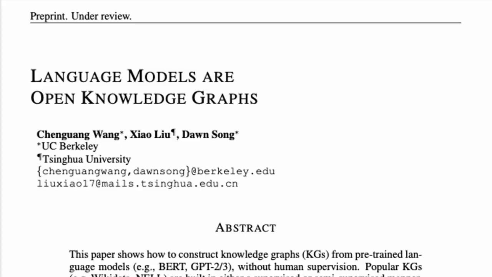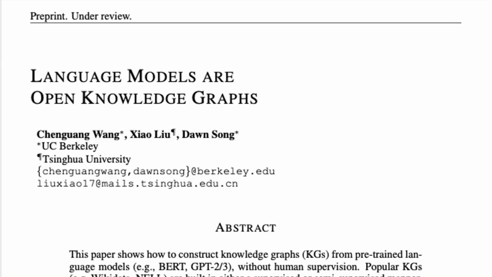Hi there. Today we'll look at Language Models are Open Knowledge Graphs by Chengwang Wang, Xiao Liu, and Dawn Song. This paper, on a high level, proposes to construct knowledge graphs, which is a structured object that's usually built by experts, either fully manually or semi-manually with heavy human involvement. It proposes to construct knowledge graphs automatically by simply using a pre-trained language model together with a corpus to extract the knowledge graph from. The cool thing about this paper is that there is no training involved.